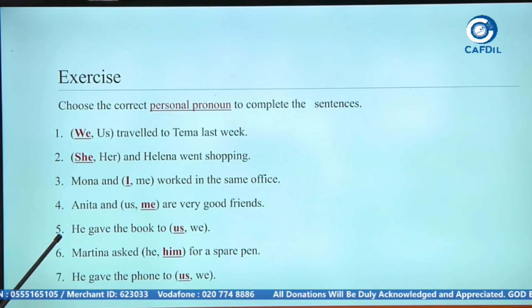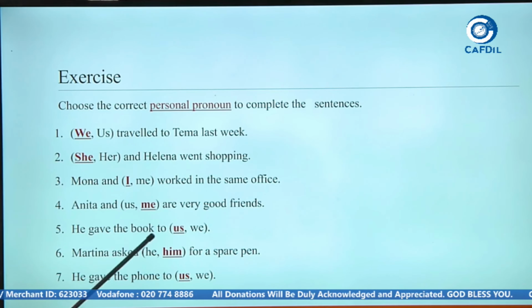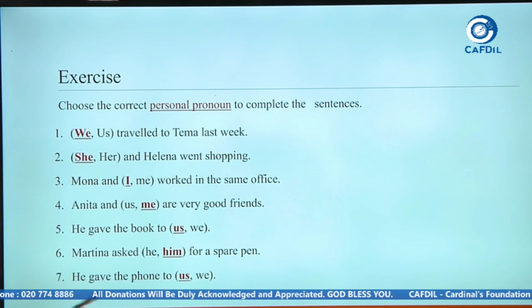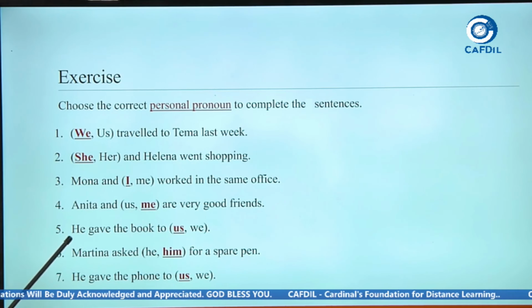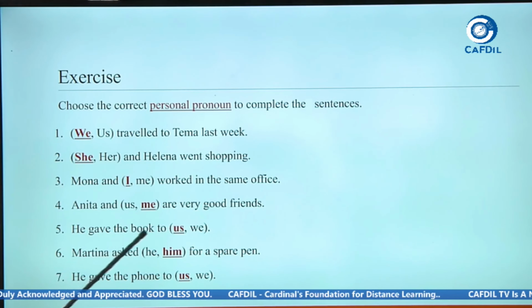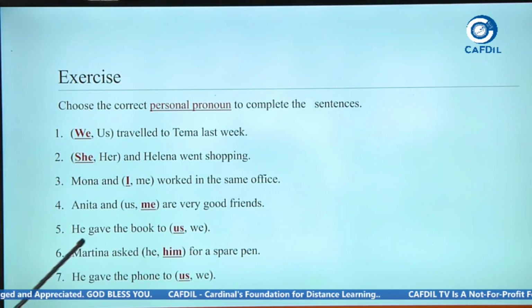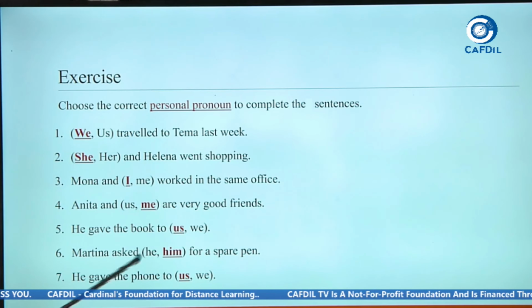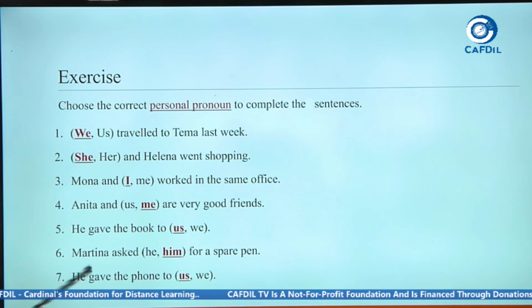Let's come to the next sentence. He gave the book to, in the bracket we have us and we. Which one will be the right pronoun to use? He gave the book to us. Good. He gave the book to us. So that is the right pronoun.